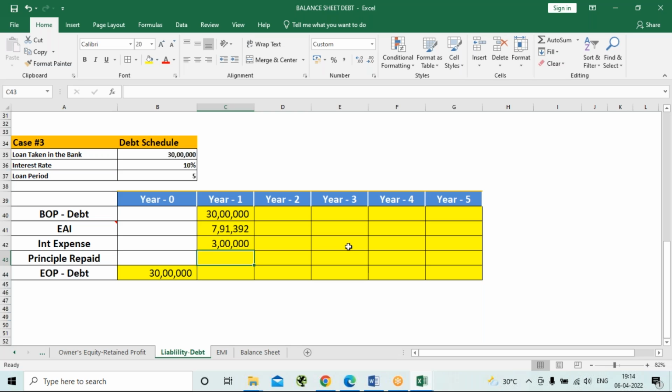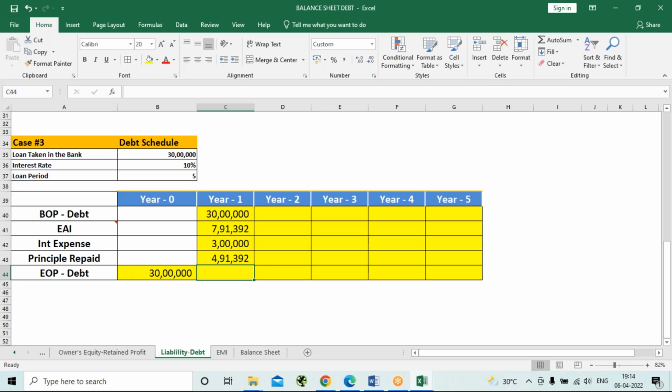Yes. So the principal repaid value will be EMI, equals 7,91,000. That cell. So EMI minus the interest expense. Good.